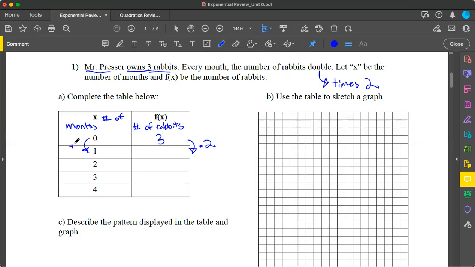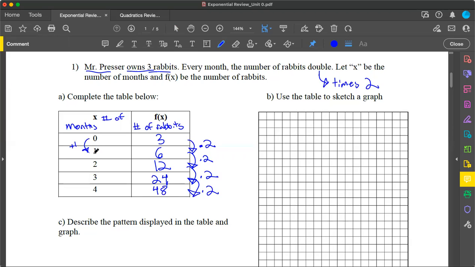So notice we added 1 month. The number of rabbits is going to double. So 3 times 2 gets you 6. Keep it going. 6 times 2 gets you 12. 12 times 2 gets you 24. And then take it to the limit. It's 2 less than 50, so it's 48.